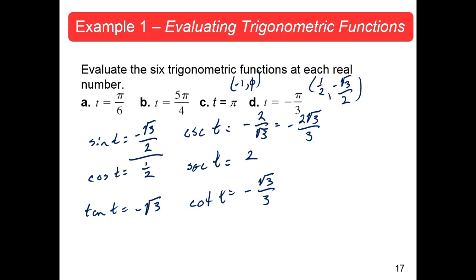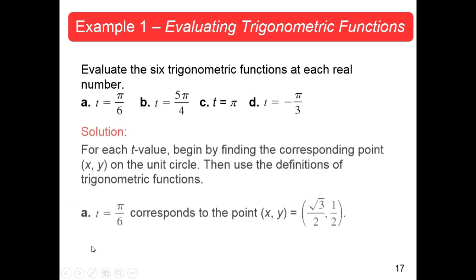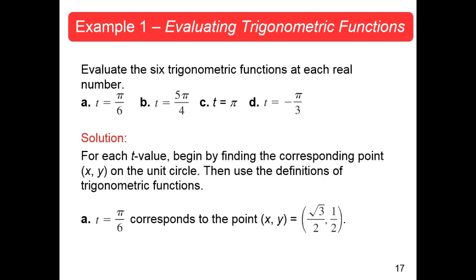All right, any questions on that? Oh, let's see how they do it. I'm sorry, I forgot. This is one here, so let's erase all this. Let's do it first. For each t value, begin by finding the point. Figure out where you are and what the xy coordinates of that point are on the unit circle. Once you have that, you can write down the trig functions. That easy. At pi 6, you're almost to 1, root 3 over 2, and you go up 1/2 on y. So there's your xy coordinates.